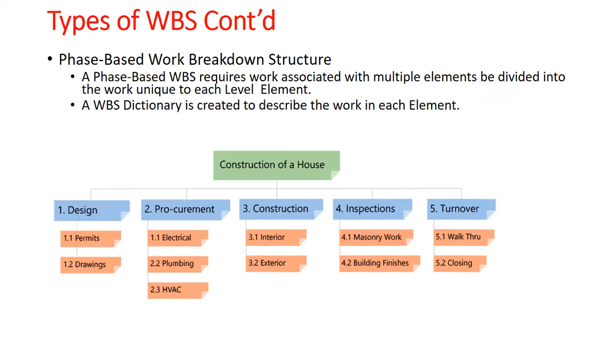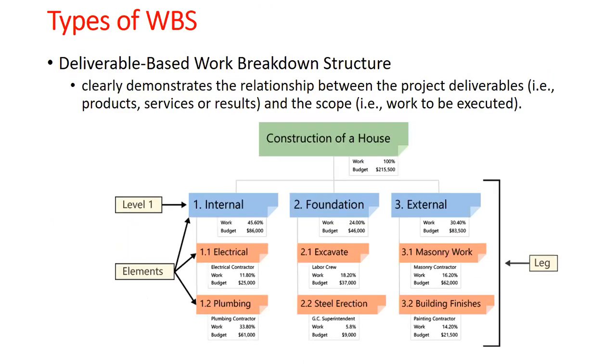On the other one, the deliverable was considered as level 1, but in this one, the phase becomes level 1. For instance, you have the same construction of the house, then you have level 1 design, level 2 procurement, level 3 construction, level 4 inspections, and level 5 turnovers. So you see how this goes compared to this.